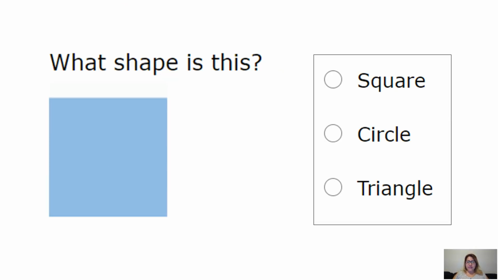What shape is this? Okay, so let's look at the shape. Could it be a square, a circle, or a triangle? Well, we know that this shape has 1, 2, 3, 4 vertices, and it has 1, 2, 3, 4 sides. And all of the sides are the same. They're all equal. So this is a square.